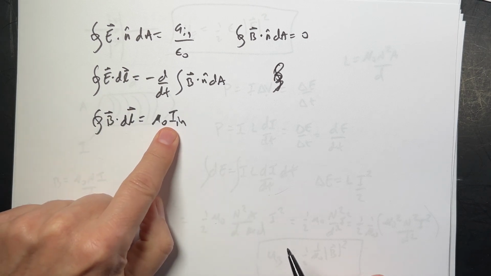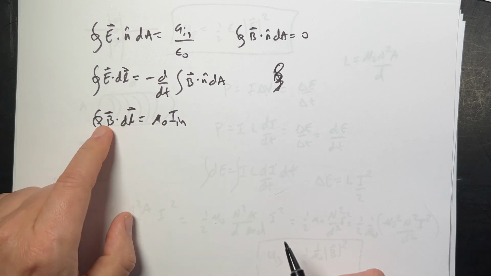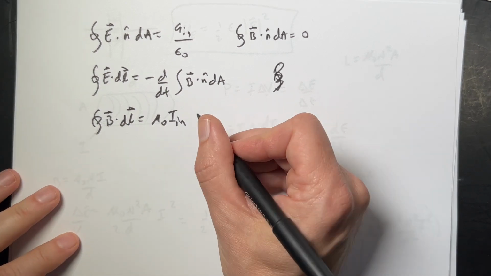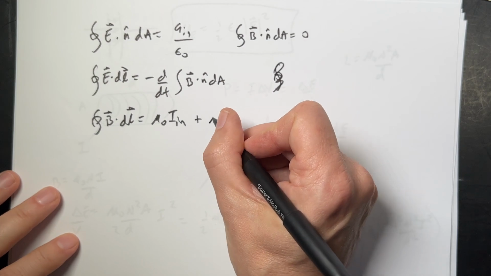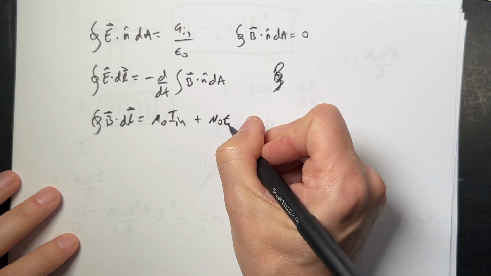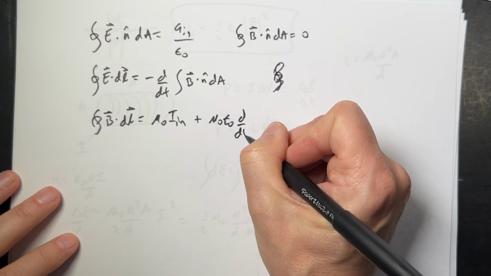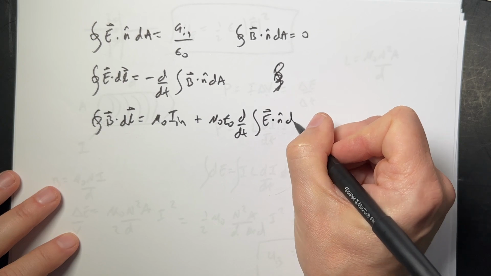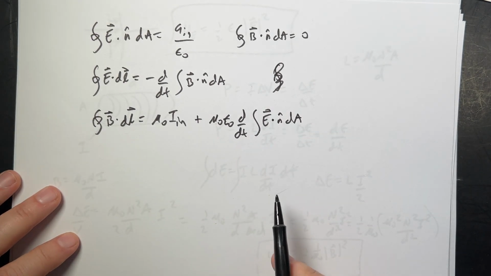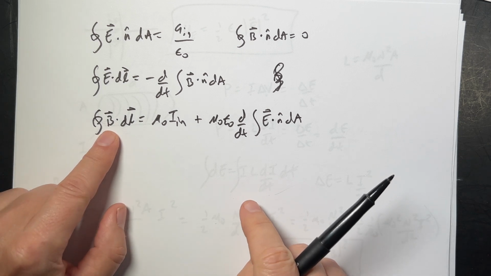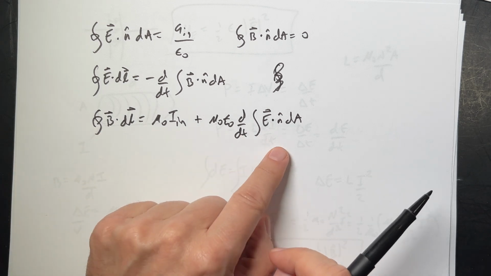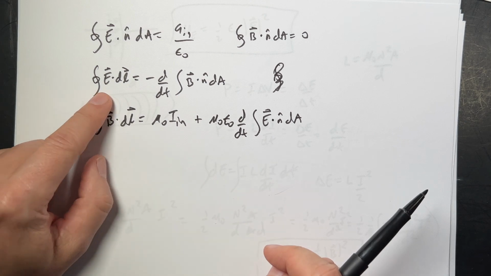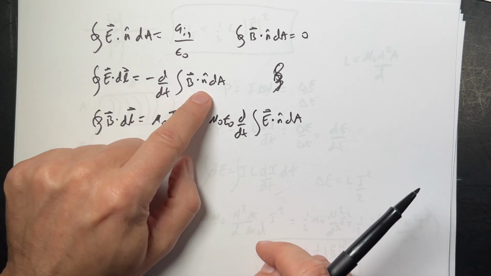I can make that with a current passing through the surface bounded by this line integral, or plus mu naught epsilon naught d dt E dot n hat dA. Look at that. So I can make a curly magnetic field with a current or a changing electric flux. I can make a curly electric field with a changing magnetic flux.